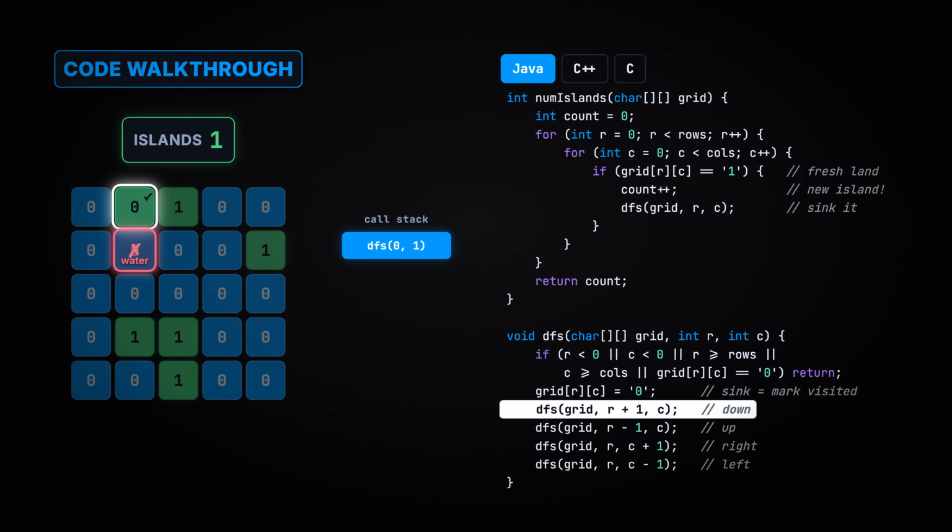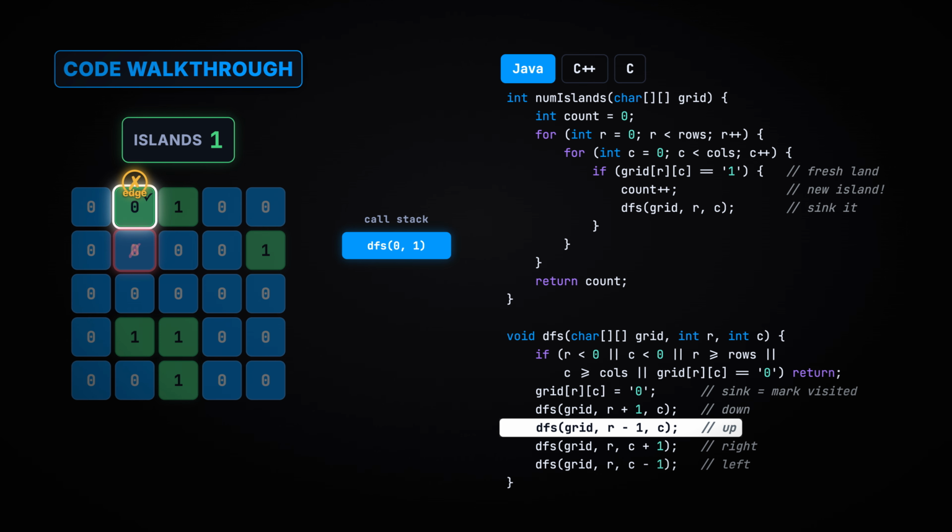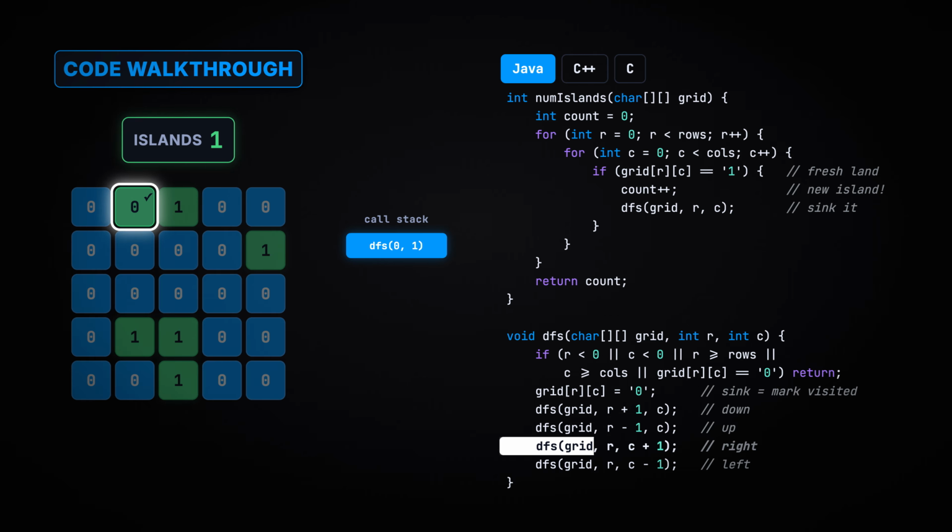Down is water, so that call returns at once. Up is off the grid. It returns too. Each is a quick push and pop. The third call is right, and right is land. So DFS goes into that cell. A new call is pushed on the stack, and control descends 1 level deeper.